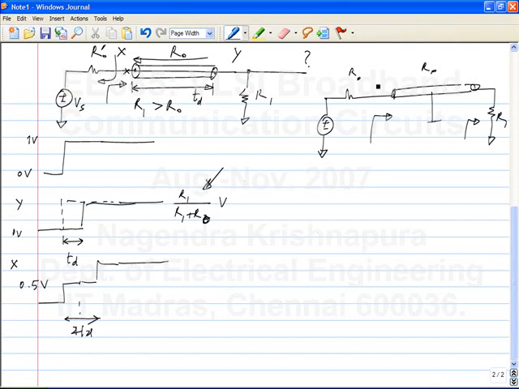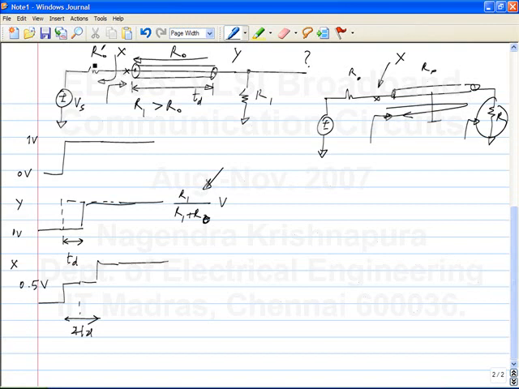So at the starting of the transmission line, the point X, initially I said it steps up by half a volt. Is that correct? Yeah. When will you see the effect of this impedance? Only if the wave goes and comes back, right? So it takes a finite amount of time. So that is 2 TD. So only after that you see the effect of that impedance. So at the start you don't see the effect of R1 at all.